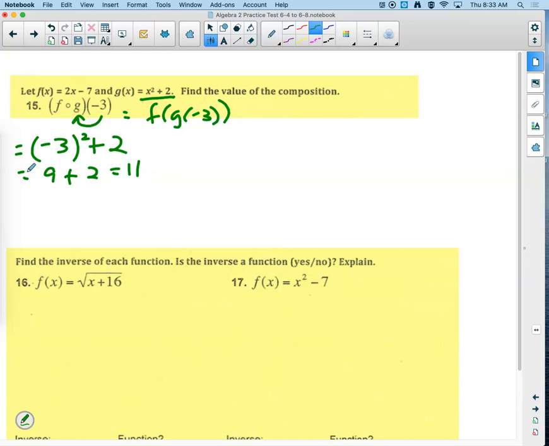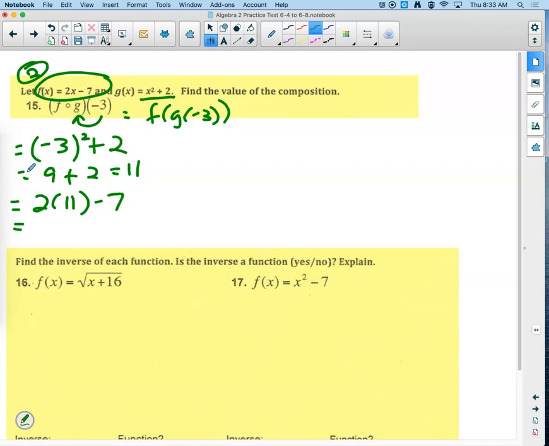Now, if we stop there, we're going to get it wrong. Why? We didn't put it in the other one yet. Yeah. It says put it into g and then back up and put it into f. So now we have to put it, there's our second step, step 2, put 11, 2 times 11 minus 7 into f of x and see what we get.